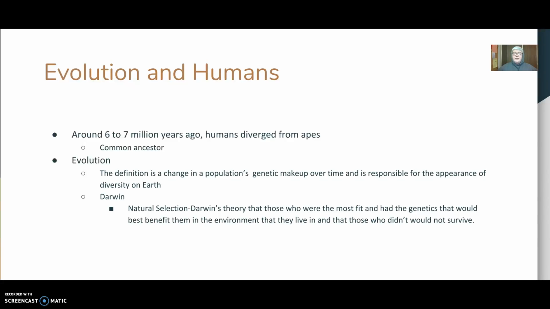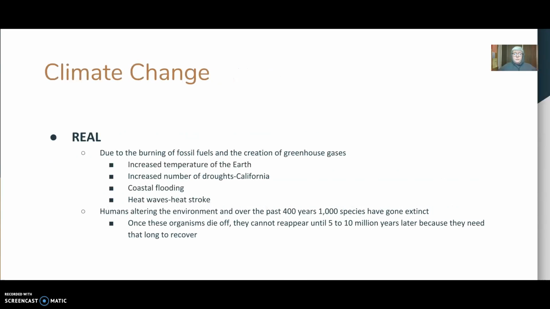The definition of evolution is a change in a population's genetic makeup over time, and it's responsible for the appearance of diversity on Earth. So Charles Darwin came up with this idea of natural selection. And basically, Darwin's theory says that those who are the most fit and had the genetics that would best benefit them in the environment that they live in would survive, and that those who didn't would not.